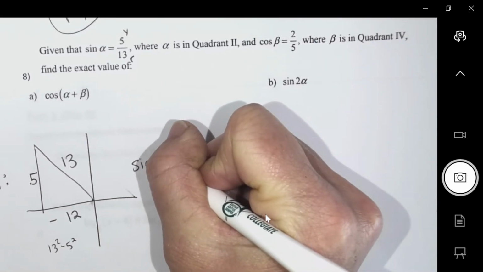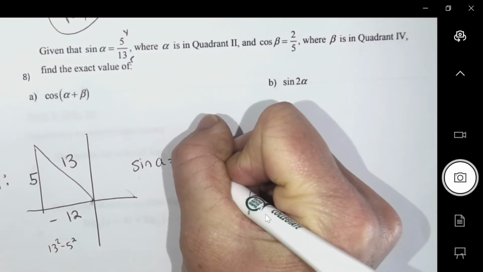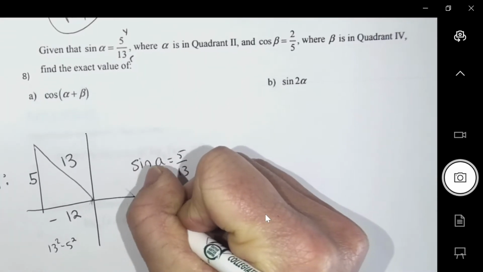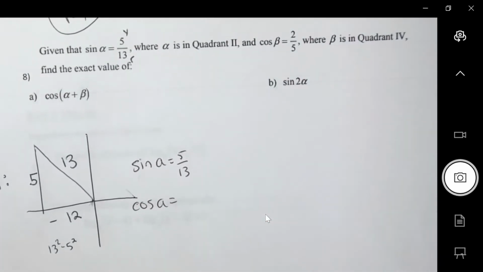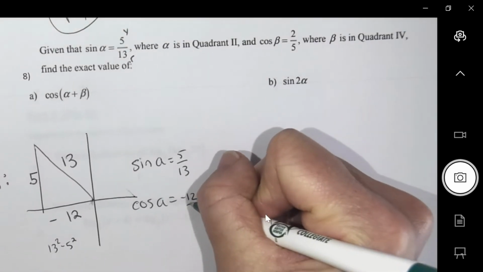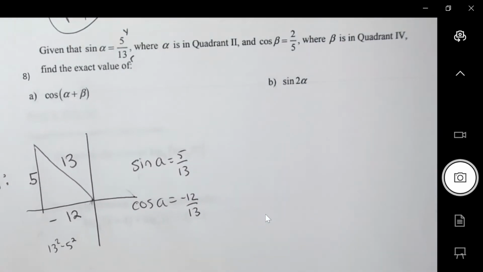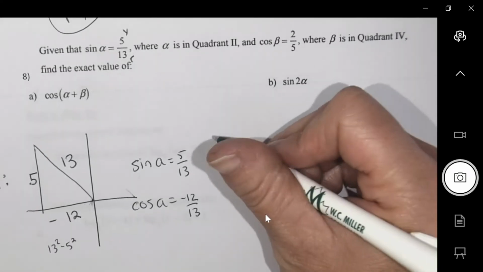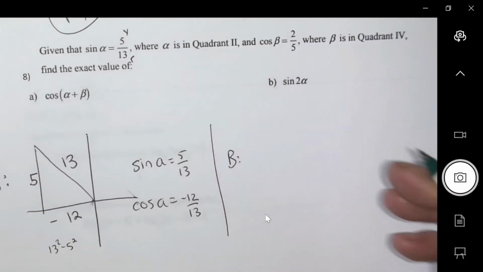Sine A equals 5 over 13, cos A equals what over what? X over R. Okay, this is all just background work. I haven't even started answering the question right now. Okay, let's talk about angle B.